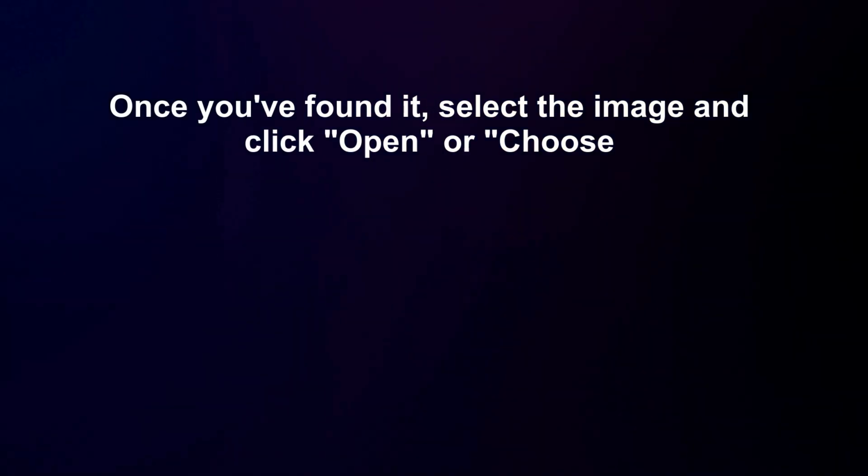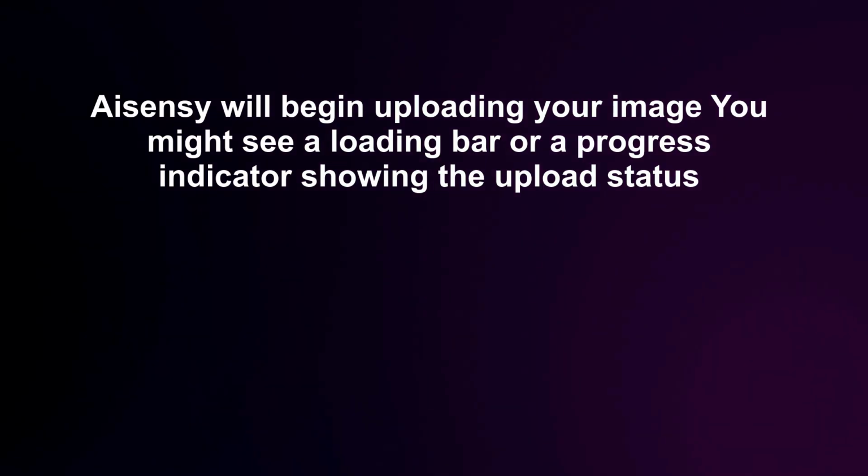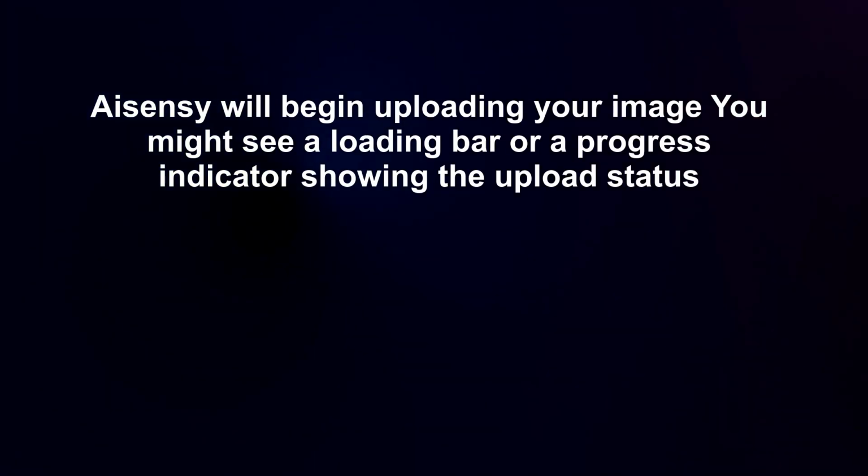A file selection window will pop up. Browse your computer to find the image you want to upload to Aisensy. Once you found it, select the image and click Open or Choose. Aisensy will begin uploading your image. You might see a loading bar or a progress indicator showing the upload status.